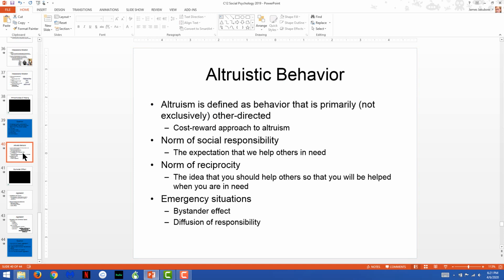Altruism is defined as a behavior that is primarily, not exclusively, other-directed. The original and oftentimes current philosophical belief about altruism is that it's a pattern of behavior that you do that only helps somebody else, in which you don't get anything out of it. But that does not fit anything with the known facts about human behavior. Everything we've done this semester indicates that if you exhibit a behavior, there's going to have to be some positive consequence that maintains it, which means you always get something out of it.